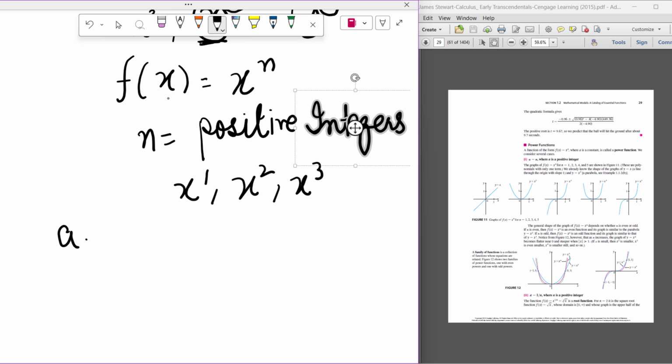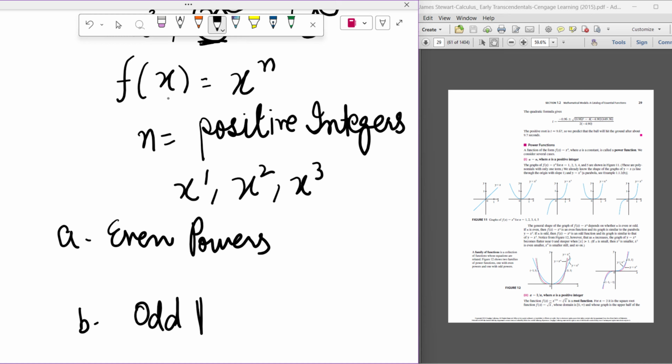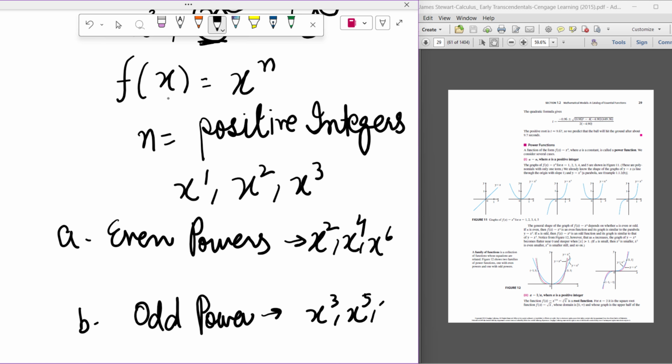So there are two scenarios. There can be the even powers or we have the odd powers. If the power is even, the function is called the even function. If the power is odd, the function is called the odd function. Like x squared, x^4, x^6 here, and the x cube, x^5, x^7, x. So these are the odd powers.